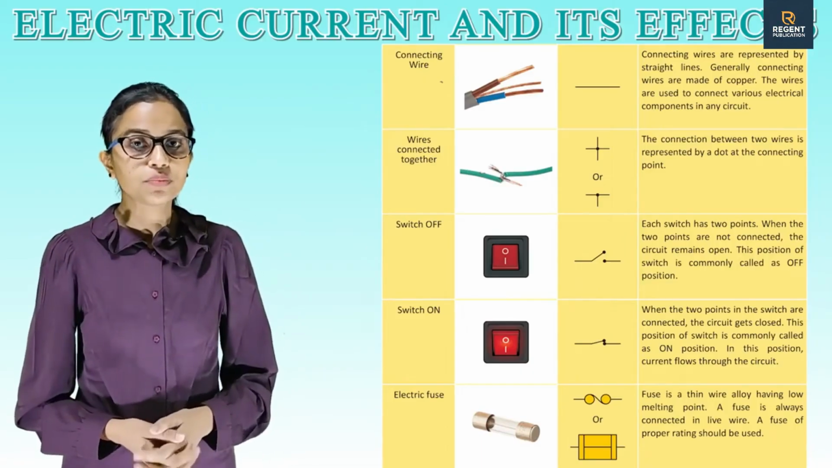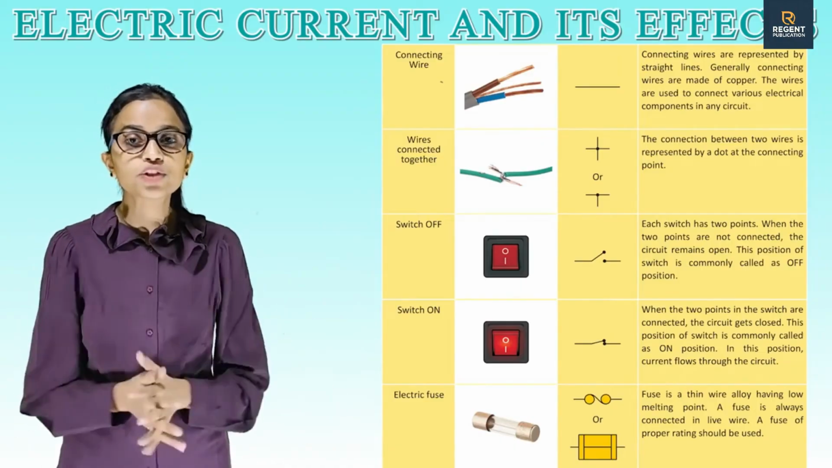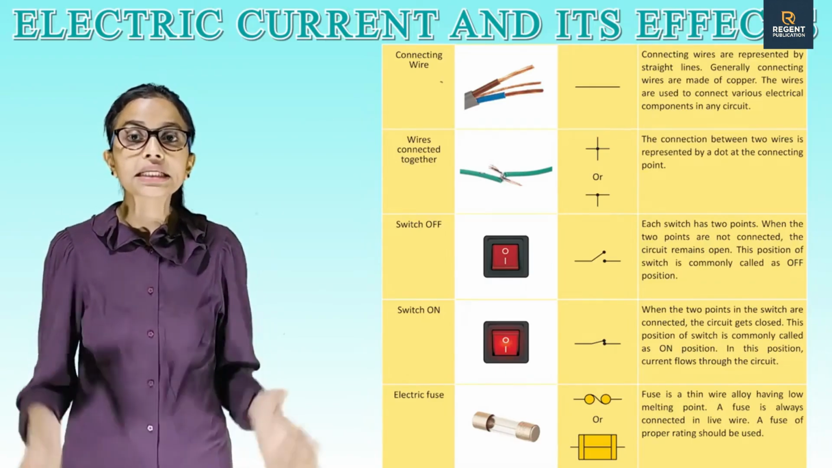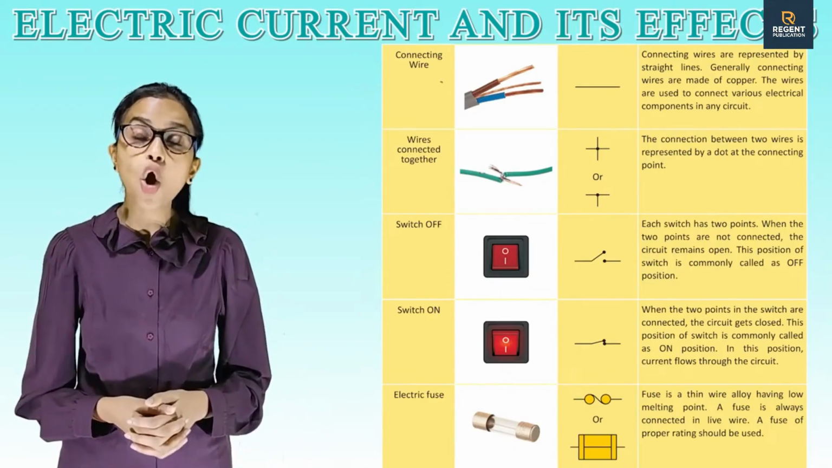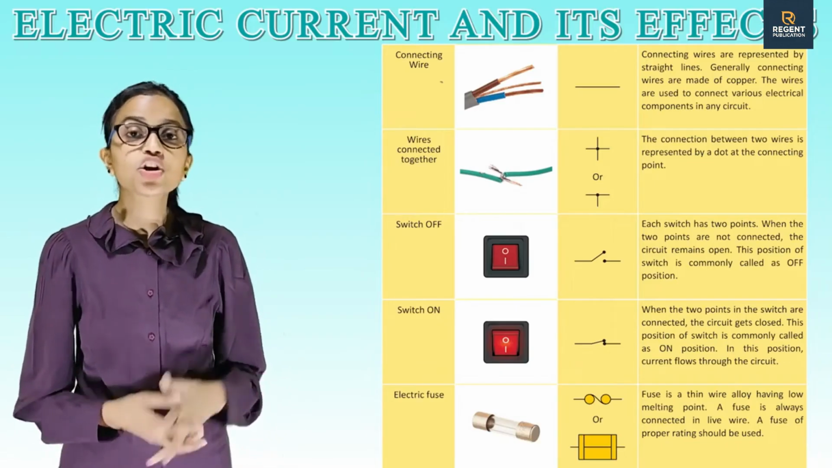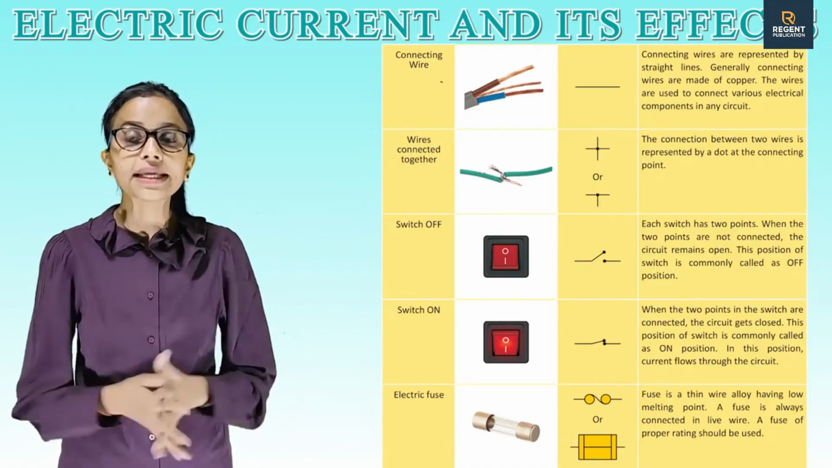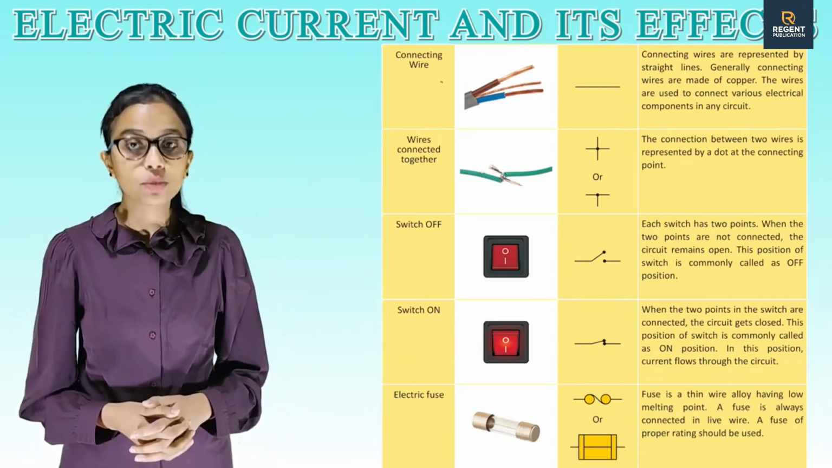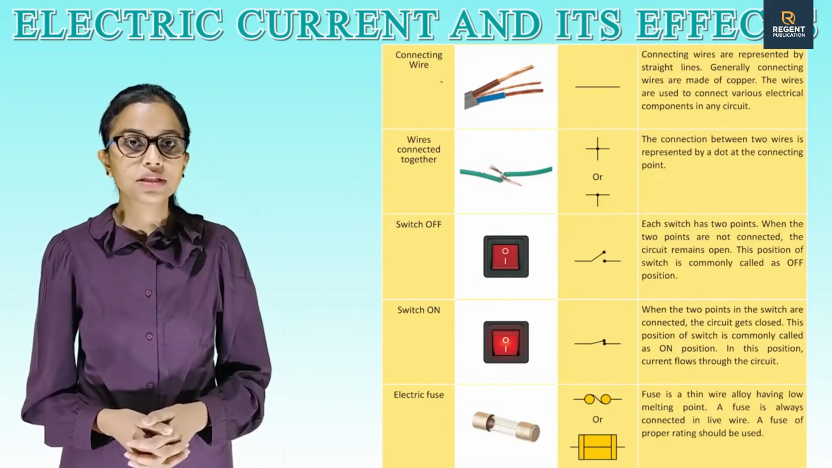Switch off. Its picture and the symbol. Each switch has 2 points. When the 2 points are not connected, the circuit remains open. This position of the switch is commonly called the off position. Switch on. Picture and the symbol. When the 2 points in the switch are connected, the circuit gets closed. This position of the switch is commonly called the on position. In this position, current flows through the circuit.